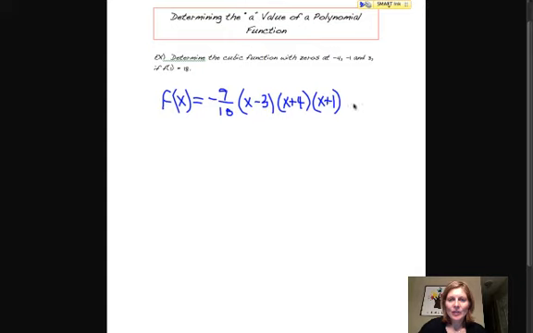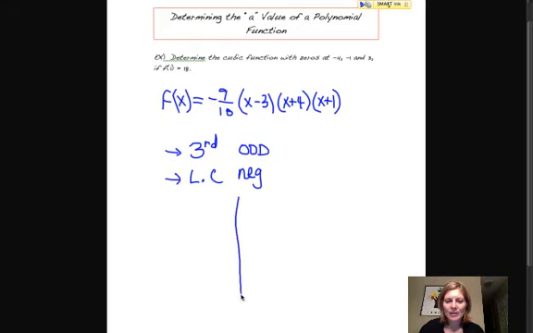And if I'm going to graph this function, first of all, I recognize this is a third degree polynomial. So it's an odd function. And the other thing I recognize is that my leading coefficient is negative. So I've got an odd function whose leading coefficient is negative. So I know my end behaviors are going to go in opposite directions. So let's take a look at what this might look like. Just a quick sketch.